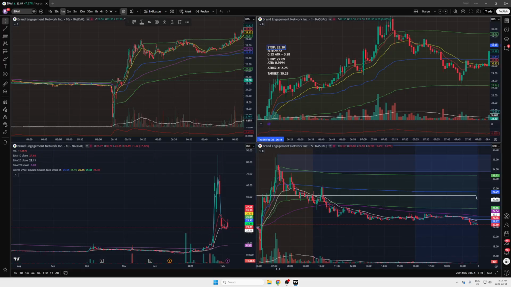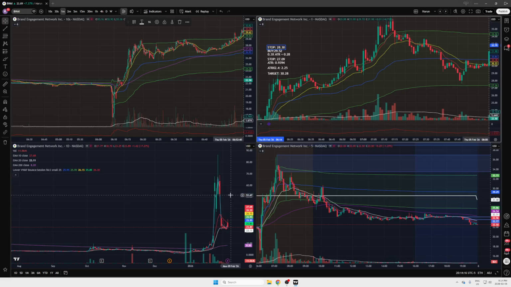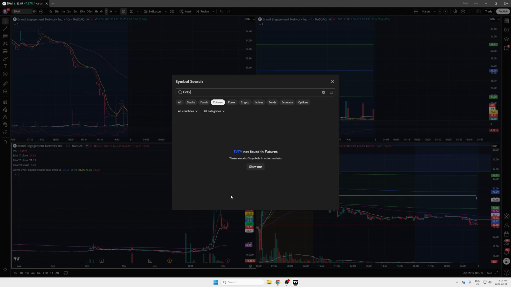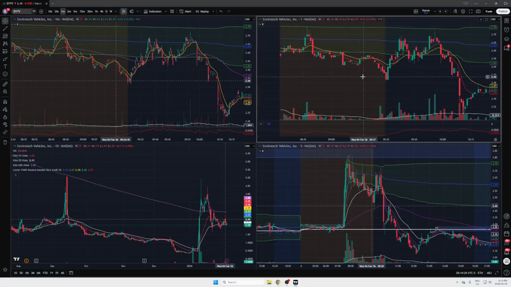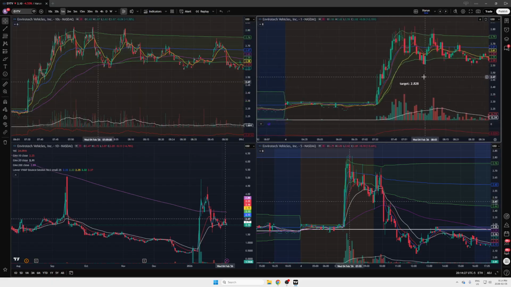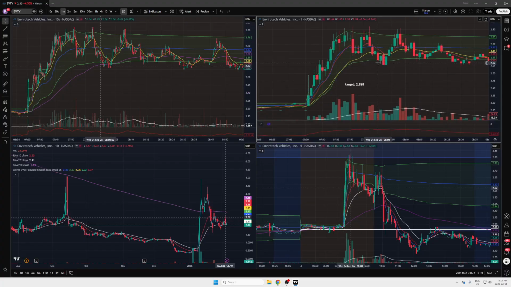Now I'm going to walk through all the other examples so you can see how to calculate everything. So on EVTV on the 4th. Okay, so here we go. Here's the first candle that touches the lower VWAP band, which is the green line here. And now I can start calculating for my entry and my stop and everything.